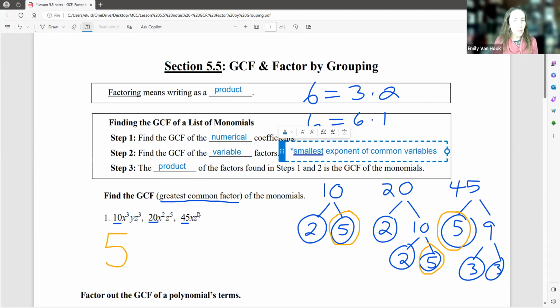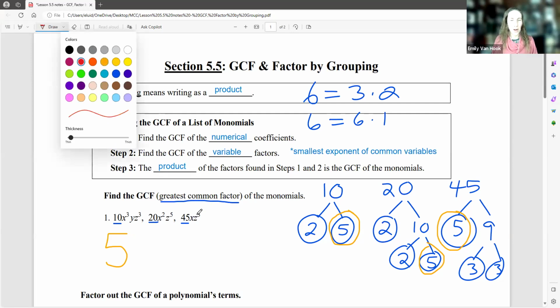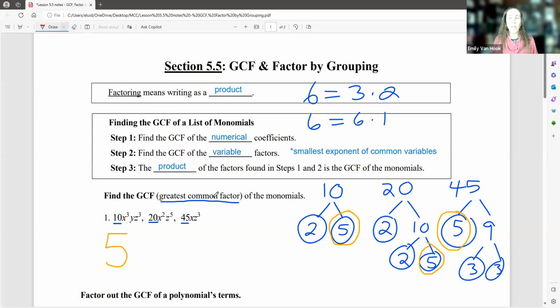So if we look at our three monomials, they do all have x, but if we look at the exponents, we have x to the third, x squared, and then just x. So remember that the one that's just x has an exponent of 1. So that really is the smallest exponent. So they don't all have x to the third. They don't all have x squared. They all have at least one factor of x. So we would just say x is the factor of the greatest common factor in terms of the x variables.